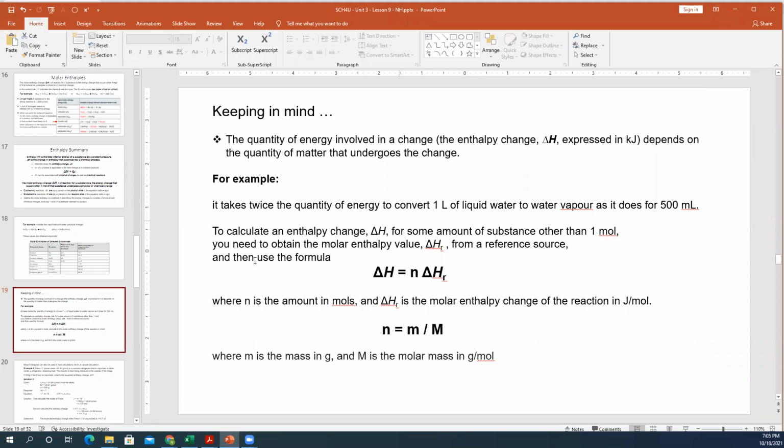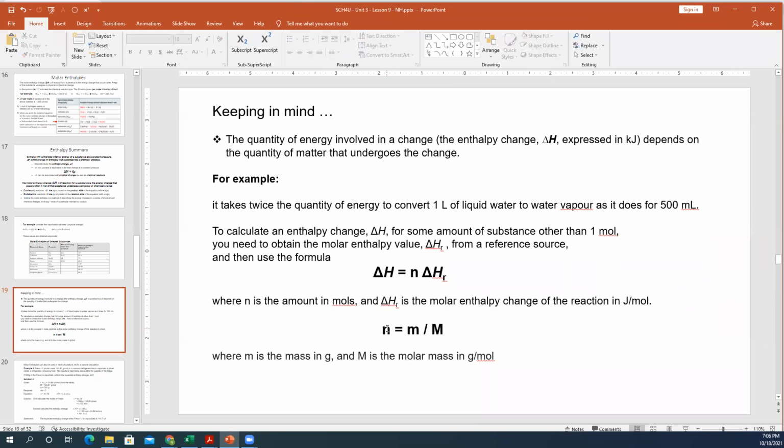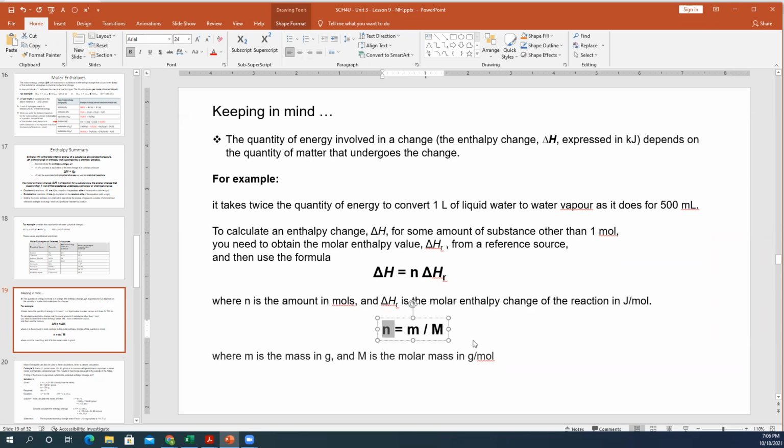So these are related. And to calculate the enthalpy change, that delta H, for some amount of the substance other than 1 mole, you need to obtain the molar enthalpy value from a reference source and then use the formula delta H = n times delta H_r, where n is the number of moles and delta H_r is the molar enthalpy change for that reaction in joules per mole. And n, the moles, you can get from the mass and the molar mass in grams per mole. Those are relationships which you should be familiar with.